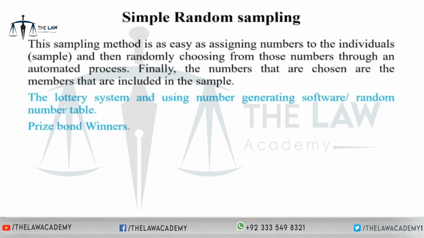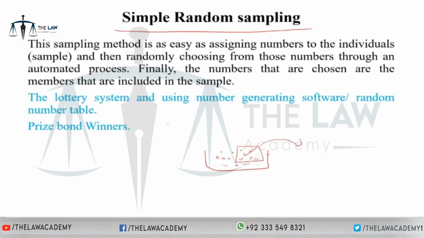It can be simple random sampling. Simple random means you take a bucket, you put the chits in it with the names of the employees, and then you ask some person to take, for example, 10 chits from this basket. So these 10 people are going to be your sample.